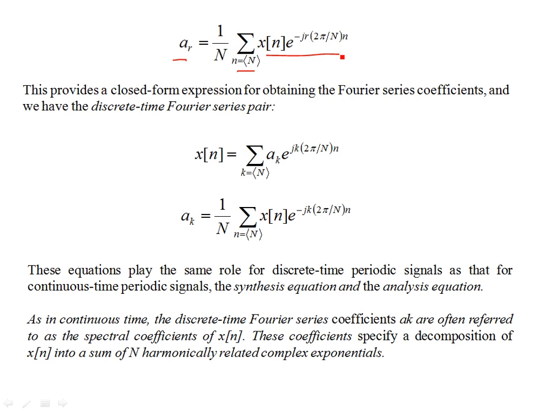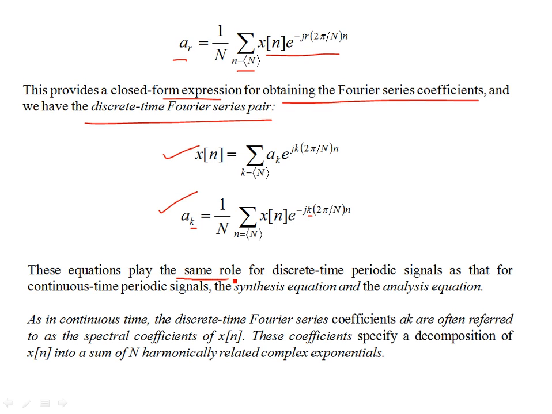So this is the case. This is x of n e to the minus j r 2 pi over capital N small n. So this provides a closed form expression for obtaining the Fourier series coefficients, and we have a discrete time Fourier series pair. This is the synthesis equation. Again, this is the analysis equation. You can bring back k over here; it doesn't matter, k and r are integer variables.